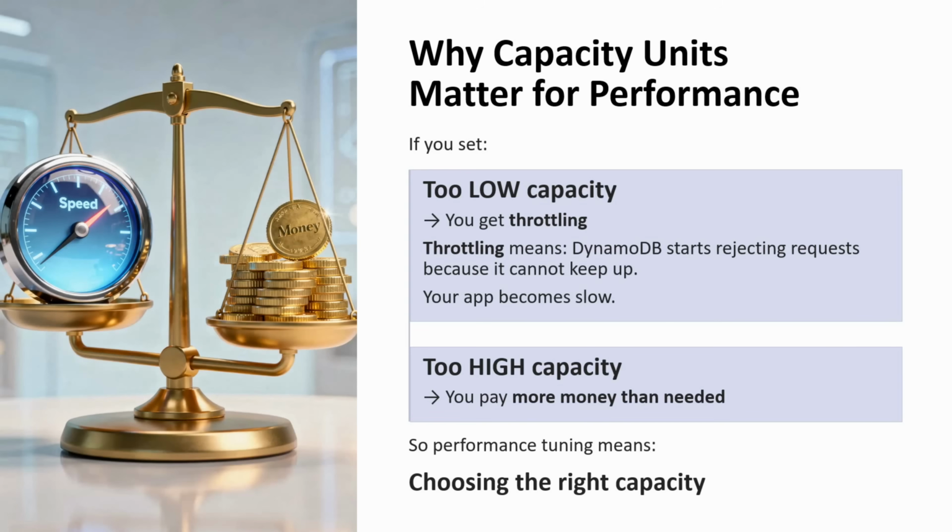Now we will see why capacity units matter for performance. If you set too low capacity, you get throttling. Throttling means DynamoDB starts rejecting requests because it cannot keep up. Your app becomes slow. If you set too high capacity, you pay more money than needed. So performance tuning means choosing the right capacity.